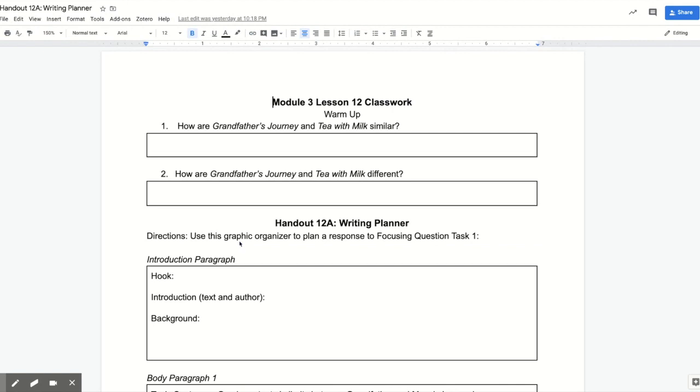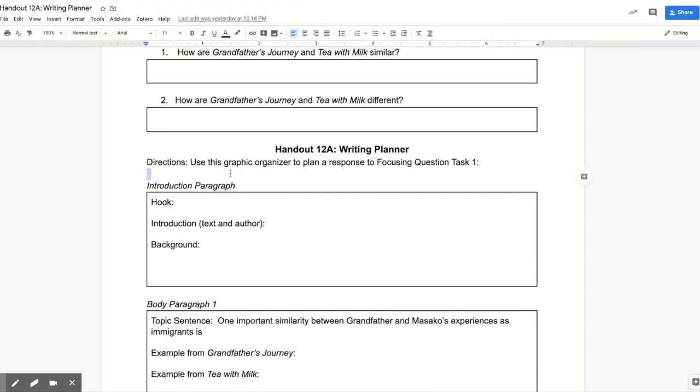But before we do that, we're going to have a simple warm-up here. I want you to write down just what comes to mind. It doesn't need to be complete sentences. I just want you to get your brain warmed up. So the first question asks, how are Grandfather's Journey and Tea with Milk similar? And the second question asks, how are Grandfather's Journey and Tea with Milk different? Okay, so I want you to just jot down what you notice is similar between the 2 books and what's different.